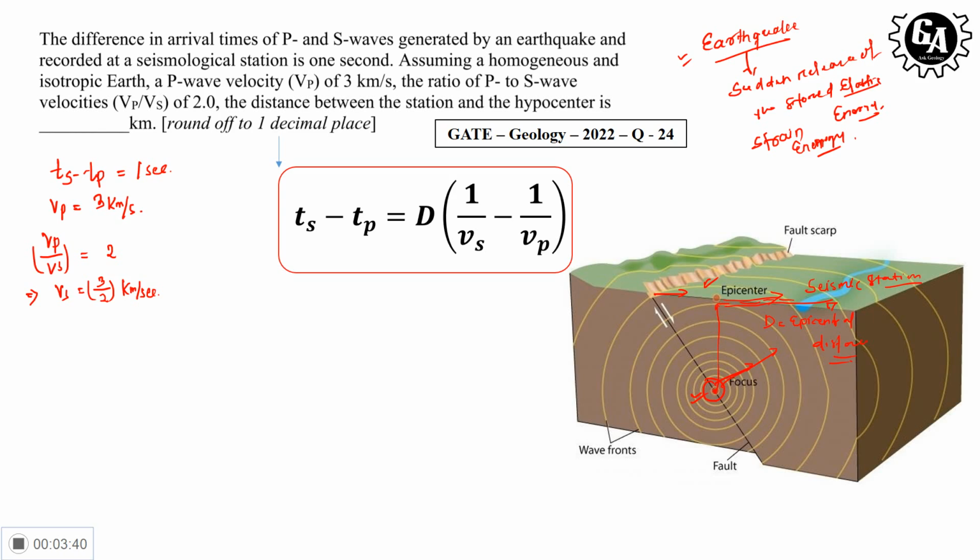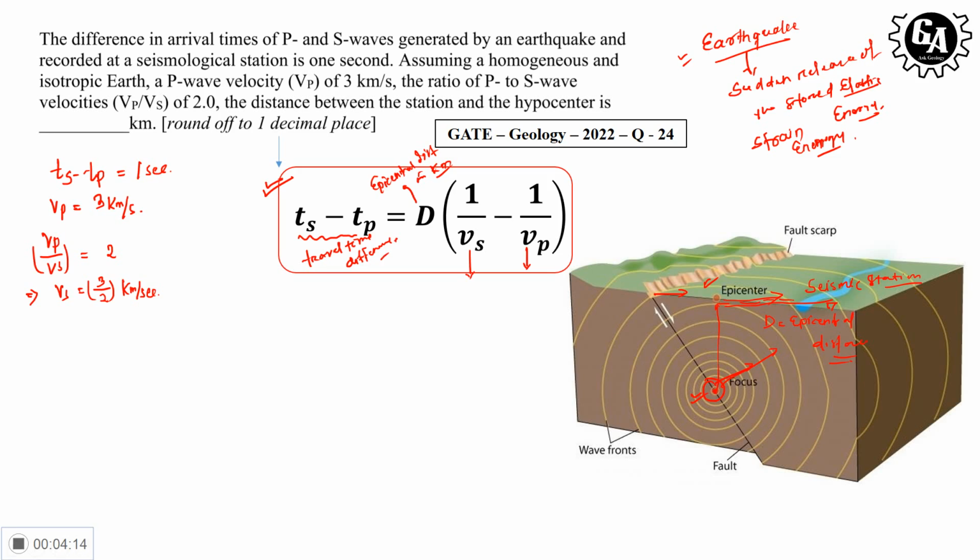For the calculation of the epicentral distance through the travel time difference, we have one simple formula. This D is the epicentral distance in kilometer, Vp and Vs are the velocity of P wave and velocity of S wave, and Ts minus Tp is the travel time difference to reach the seismic station.